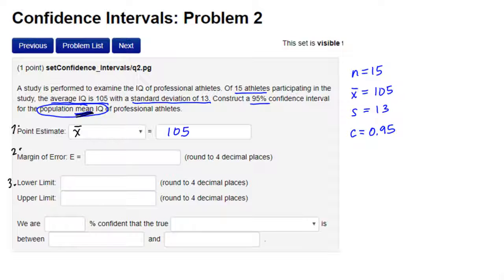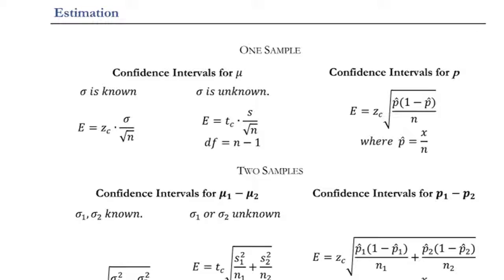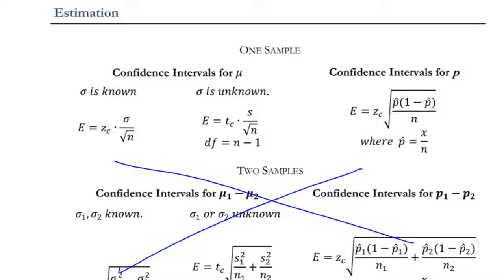This is the most complicated part of the problem. We have to decide on the appropriate formula to use. On the formula sheet that was provided, we notice that we are not in 2 samples. We have information only for 1 sample. Then we decide between mean and proportion. Remember, this question asked for a confidence interval on the mean. So now we're on the top left corner.